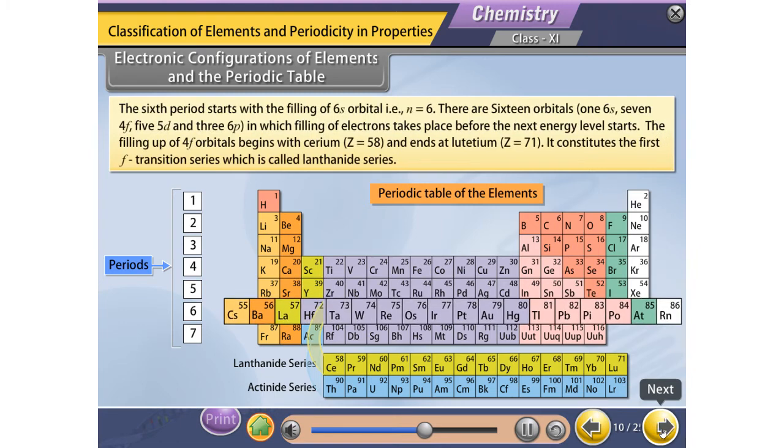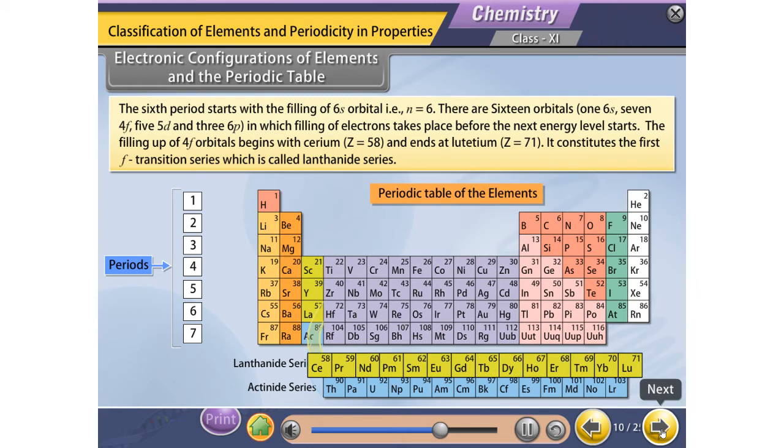The sixth period starts with the filling of 6s orbital, that is, n is equal to 6. There are 16 orbitals, 1 6s, 7 4f, 5 5d and 3 6p, in which filling of electrons take place before the next energy level starts.